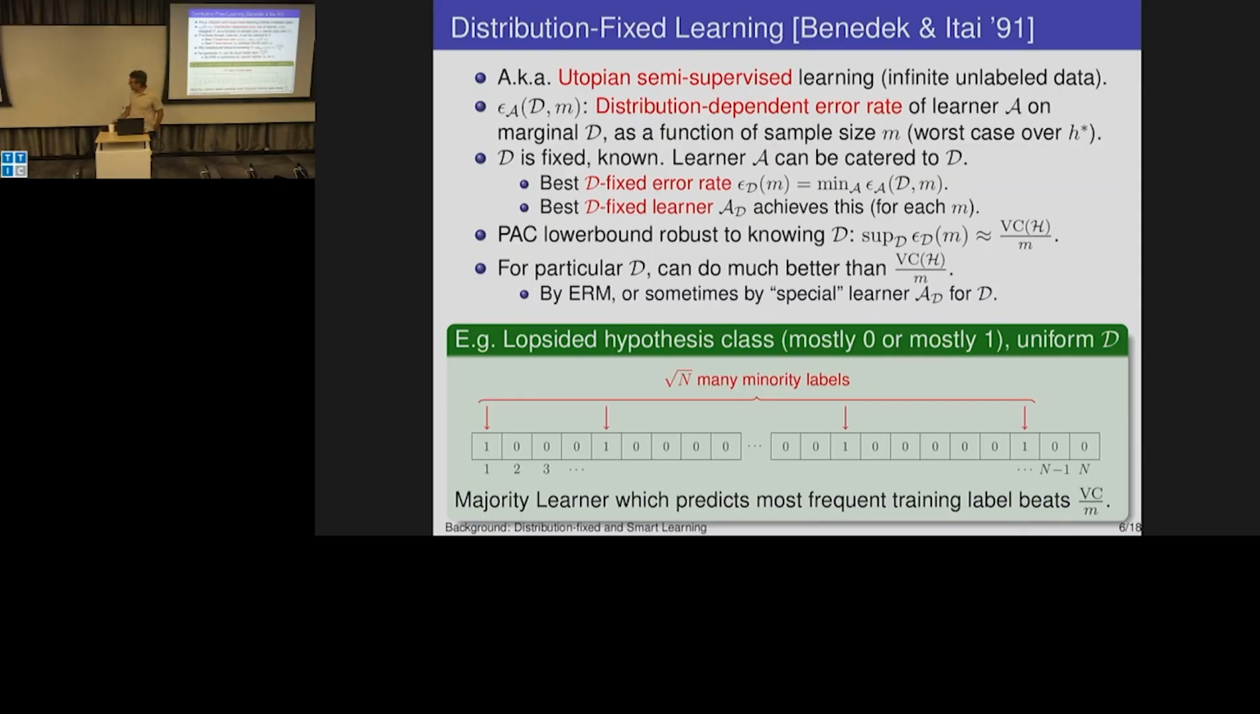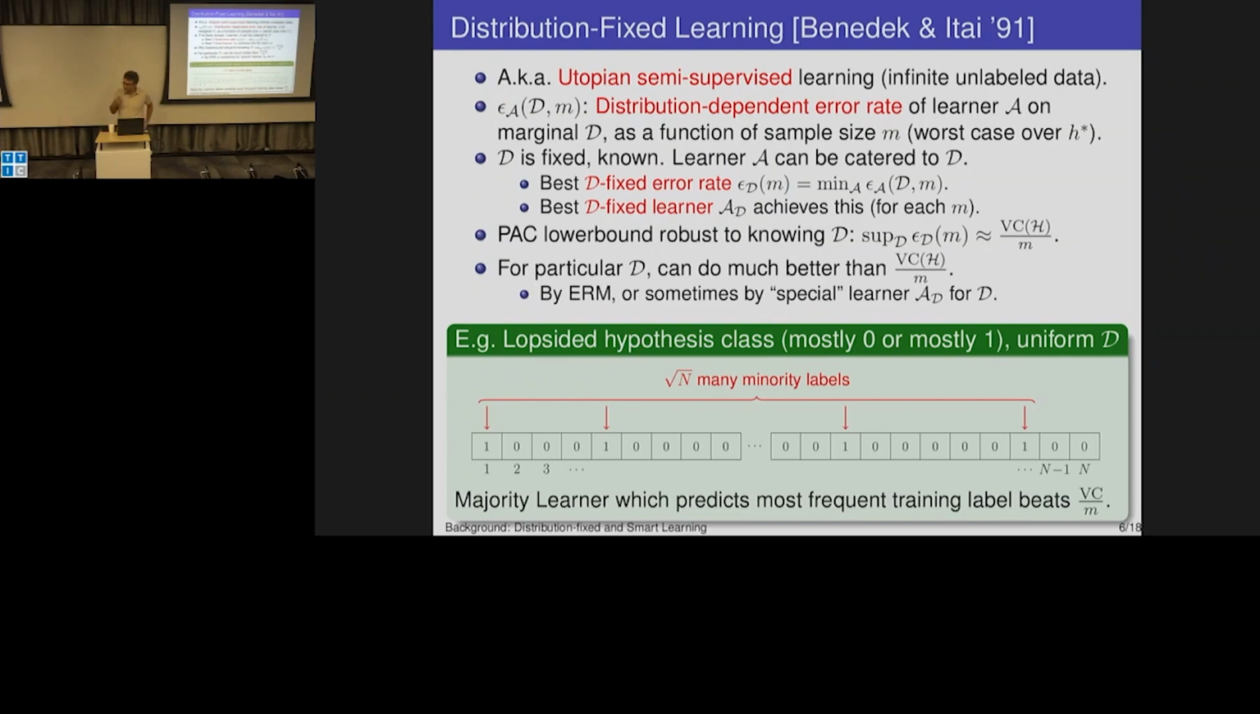But here's a learner that actually does really well, even with a small number of samples. The majority learner, which just always predicts the label that it saw most frequently in the training data. So if it saw more zeros than ones, it would predict 0 for everybody, the 0 constant function. If it saw more ones than zeros, it would predict 1 everywhere. And the error of that learner will be on the order of 1 over square root of n divided by n.